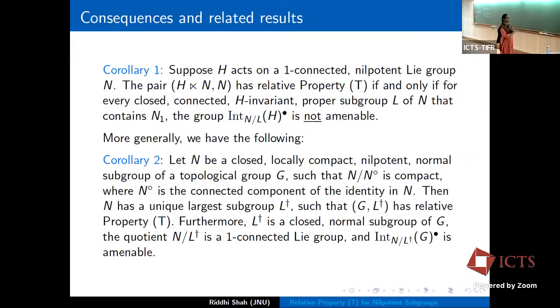Okay. So the compact part always goes into the group with relative property, because if you have a group G and a compact subgroup H, then (G, H) always has relative property T, because H has property T.